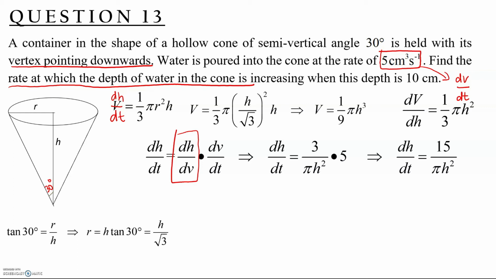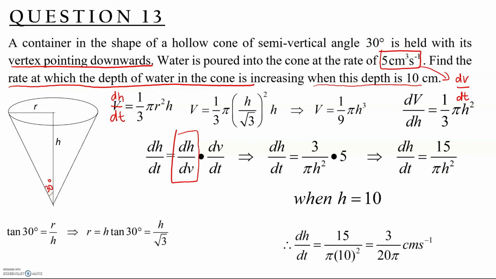But this one is not our final answer, because the question wants us to find dH over dt when this depth is 10 cm. So h here you must substitute with 10 cm, then you will get the value of dH over dt, which is 3 over 20 pi centimeter per second. That's all.